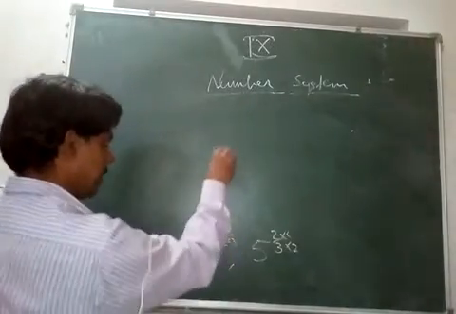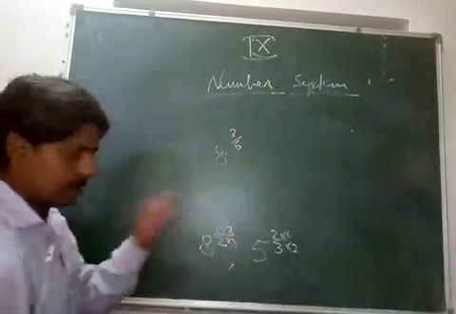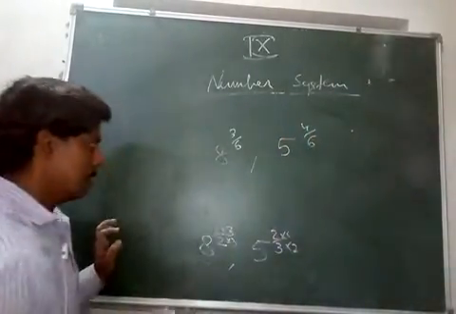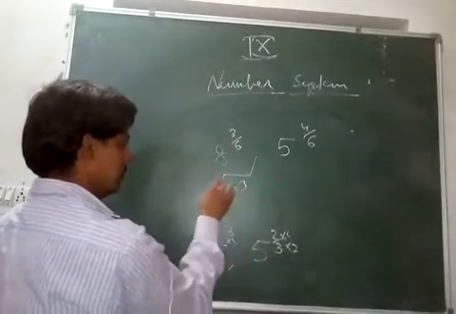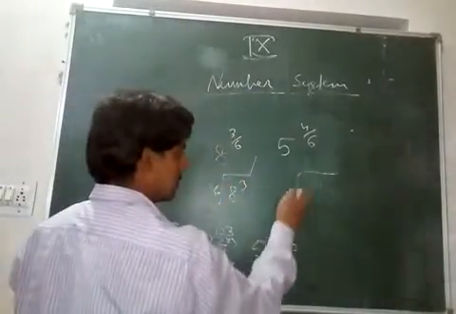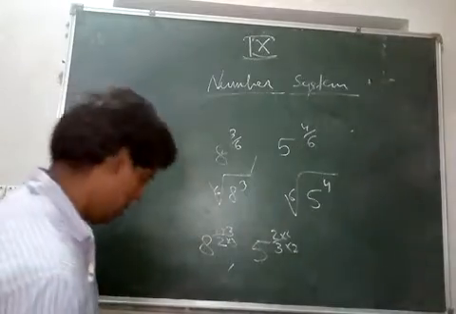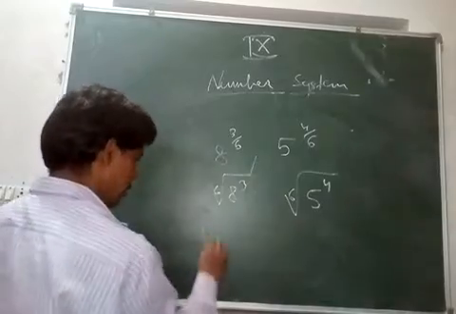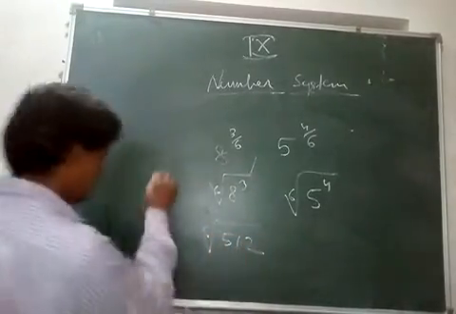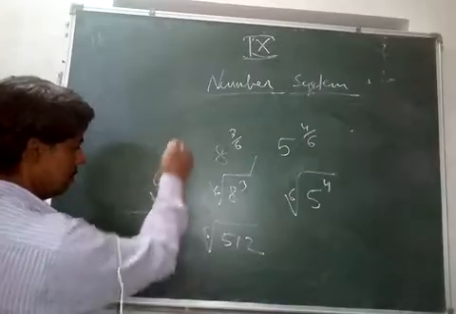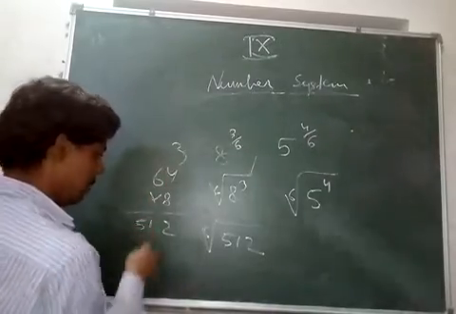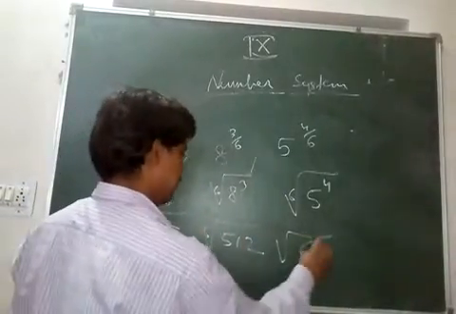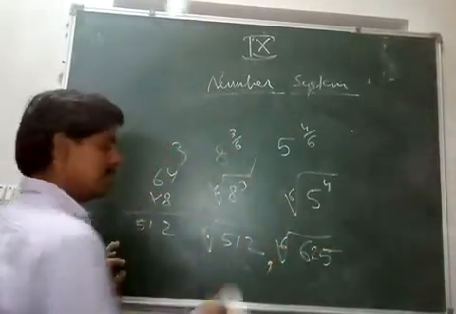So 3 and 3. So we are getting 8 to the power 3 upon 6, and this is 5 to the power 4 upon 6. So 6th root of 8 cube, and this is 6th root of 5 to the power 4. 8 cube is what? 8 into 8 into 8. 512. That's correct. 64 into 8. And 5 to the power 4. 5 into 5, 25. 25 into 25, 625. Now you can easily see which one is greater.